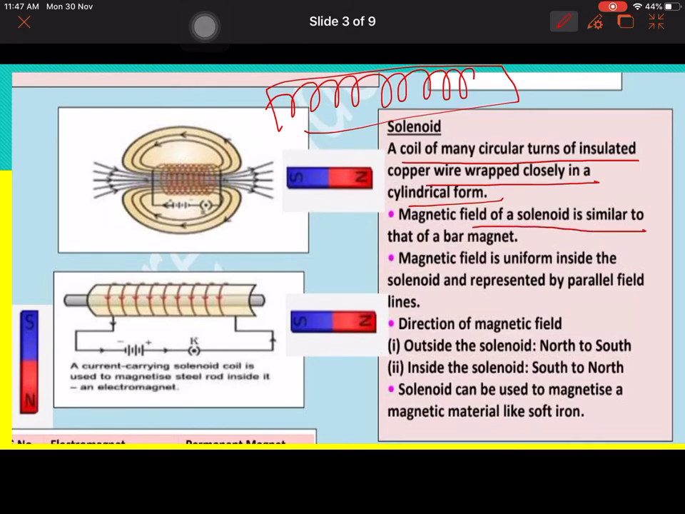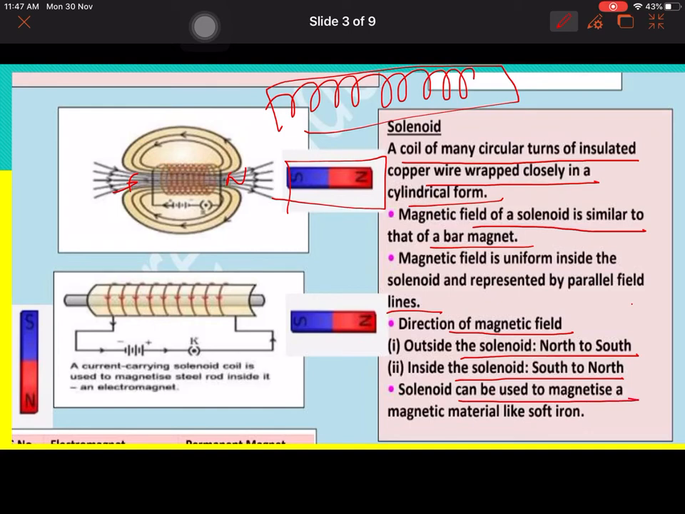Magnetic field of a solenoid is similar to that of a bar magnet. You can see just this coil is there, but it is behaving like a bar magnet, and magnetic field is uniform inside the solenoid and represented by parallel field lines. Inside it is going to be parallel field lines. You have to remember this is the south end and this is the north end. So magnetic field is parallel inside. Direction of magnetic field outside the solenoid is north to south, and inside the solenoid south to north.